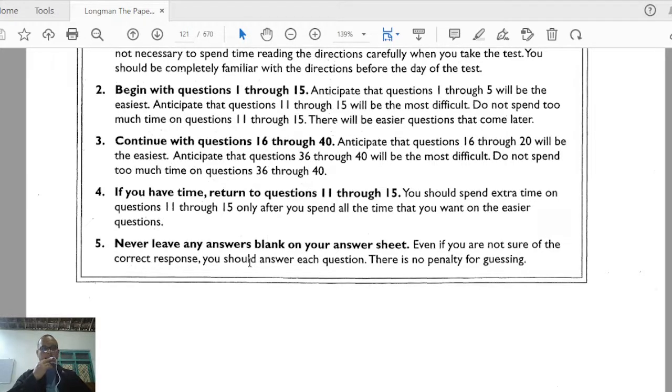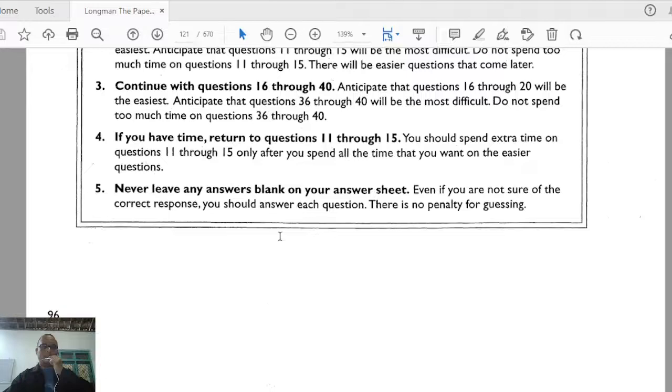Never leave any answer blank on your answer sheet. Even if you are not sure of the correct response, you should answer each question. There is no penalty for guessing ya. Jadi jangan pernah mengosongkan lembar jawaban ya, karena kalau salah pun itu nggak ada penalti. Bahkan kalau kita nggak jawab itu malah ada penaltinya ya. Jadi lebih baik kita menjawab daripada tidak menjawab ya.